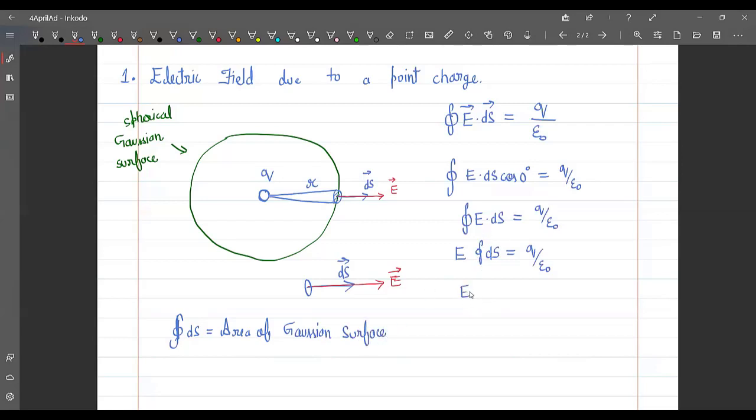So we can write E into 4 pi r square is equal to q by epsilon naught. So E will be 1 by 4 pi epsilon naught q upon r square. This is the result that we get again from the Gauss law. We also got this from Coulomb's law.